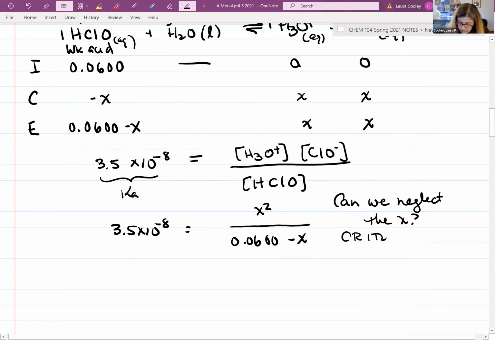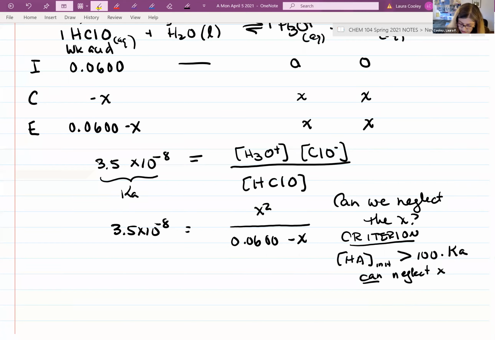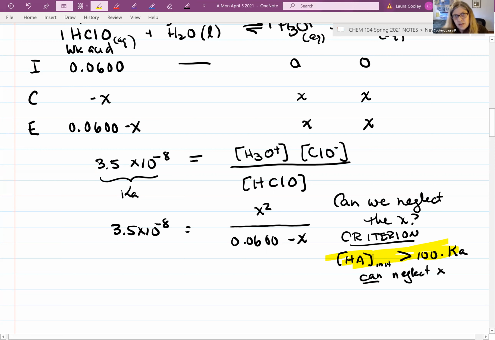And the criterion is that if the initial concentration is greater than 100 times the Ka, you can neglect the X. Now, why is there this particular condition here? So it seems like if the initial acid concentration is high, or the Ka is very small, because if you have a larger HA initial, you'll be able to neglect X. And if you have a small Ka, you'll be able to neglect X. Now, why would that be true?